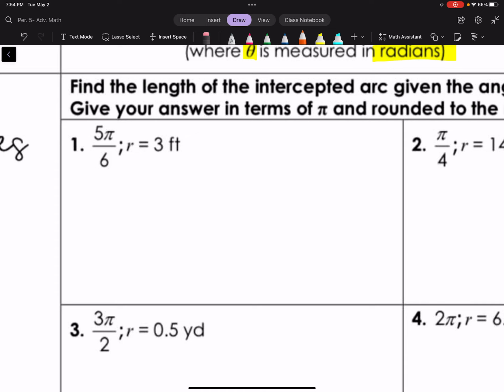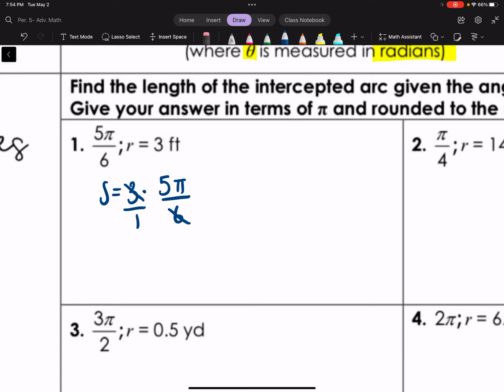So in this case, my angle is already given to me in radians, so I can go straight to using my formula. My formula, again, is S is equal to my radius, which is 3, times my angle, which is 5 pi over 6. So go ahead and multiply these. I can just put this over 1. Before you multiply numerator with numerator and denominator with denominator, feel free to do some simplification here.